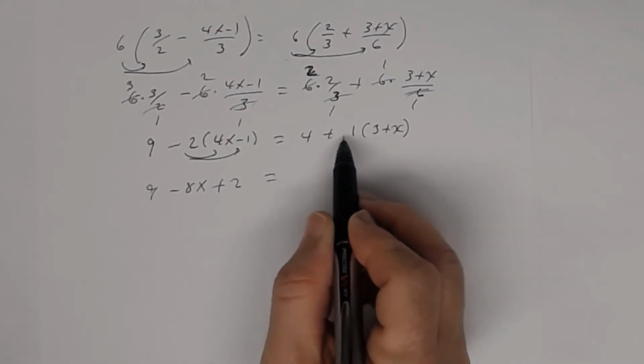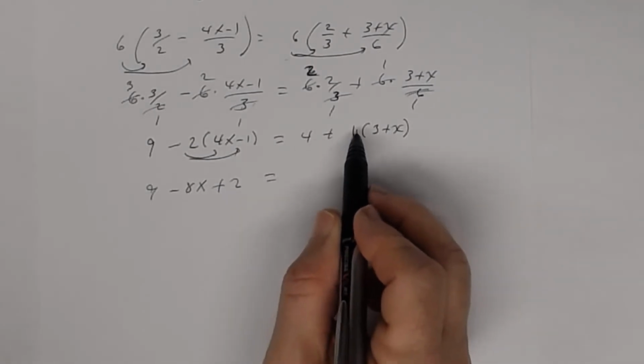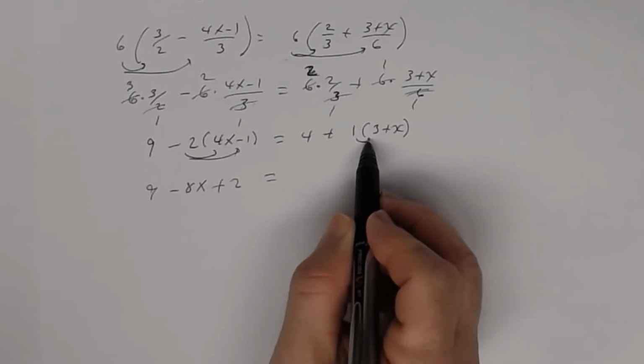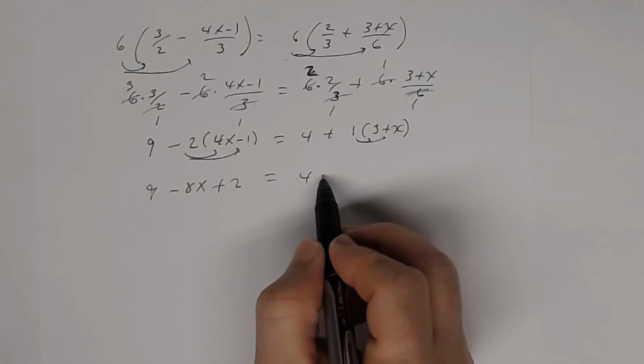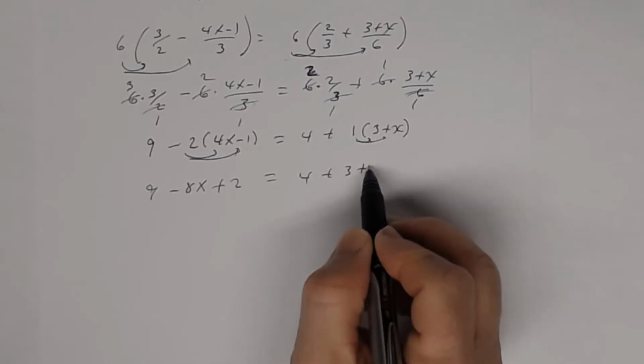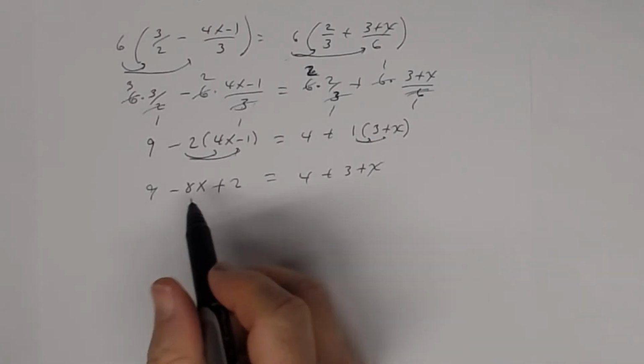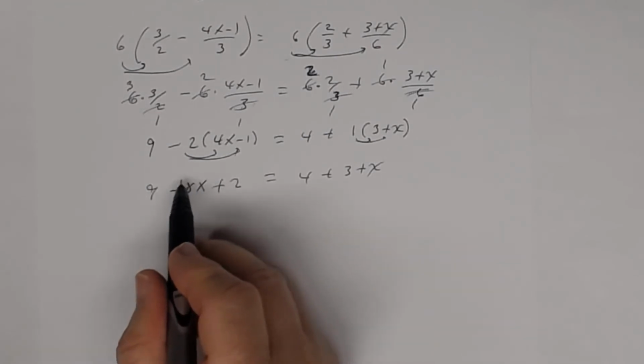Equal. And the same thing here. Don't say 4 plus 1 is 5. You got to distribute. You got to multiply first. But remember, 3 plus x times 1 is itself, right? So this becomes 4 plus, and then that's just itself, 3 plus x. Let's go ahead and combine like terms. I have a negative 8x.